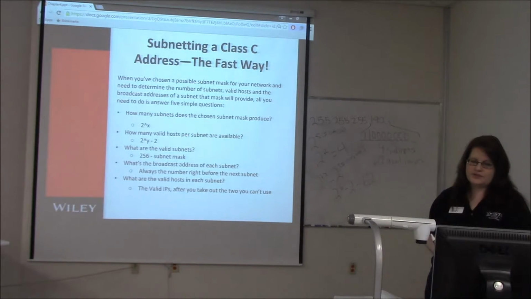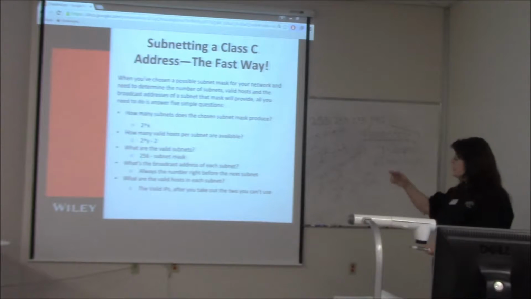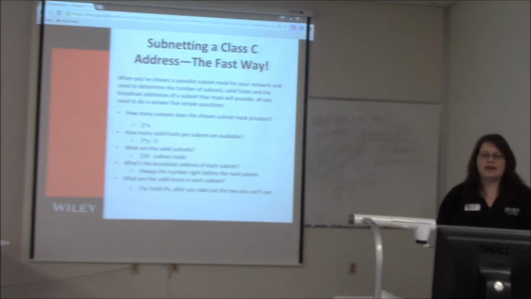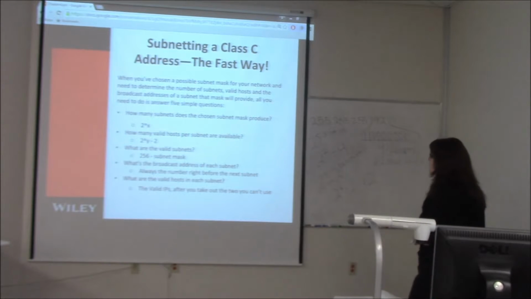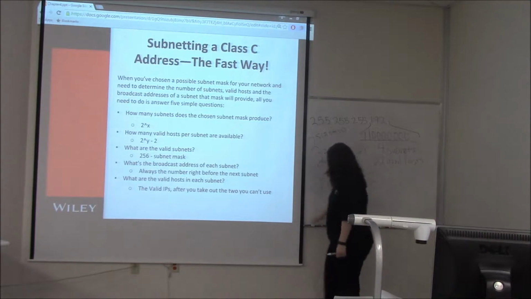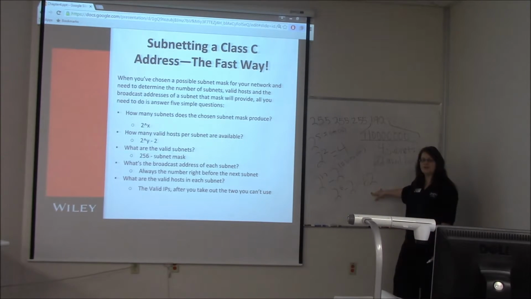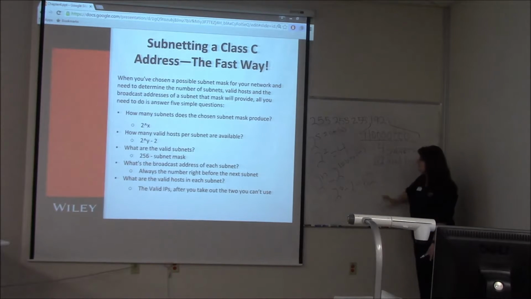As far as what the broadcast address is for each subnet, it's going to be the one right before the next subnet, and I'll do a demonstration of that in just a second. And what are the valid hosts on each subnet? That's the valid IPs, taking out the 2 that you can't use. So I have 64 total addresses on each subnet, but I can't use 2 of them. 2 of them are not available. That's where I get the 62.